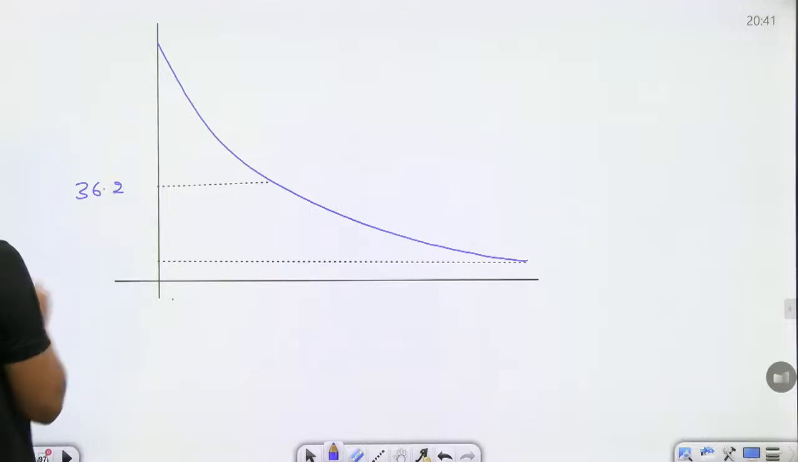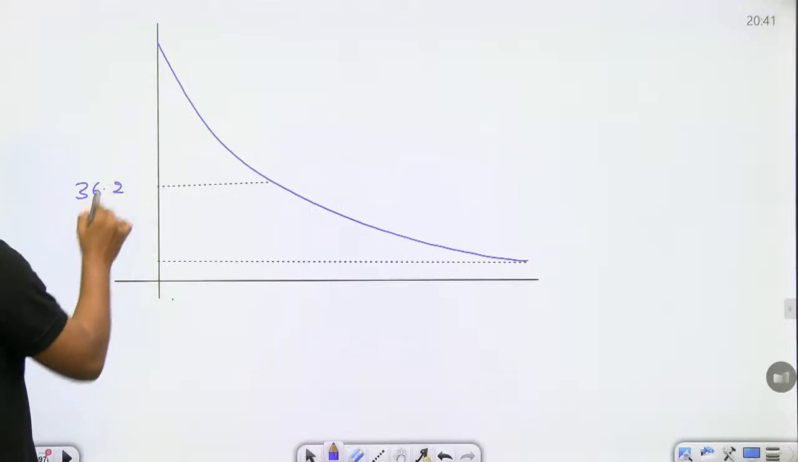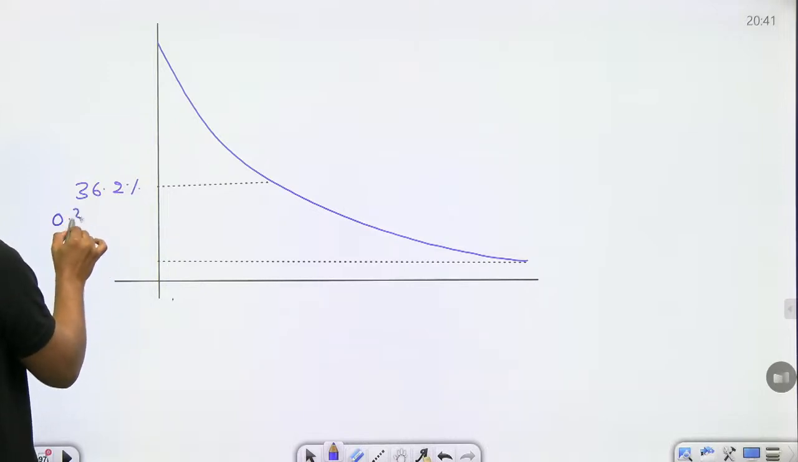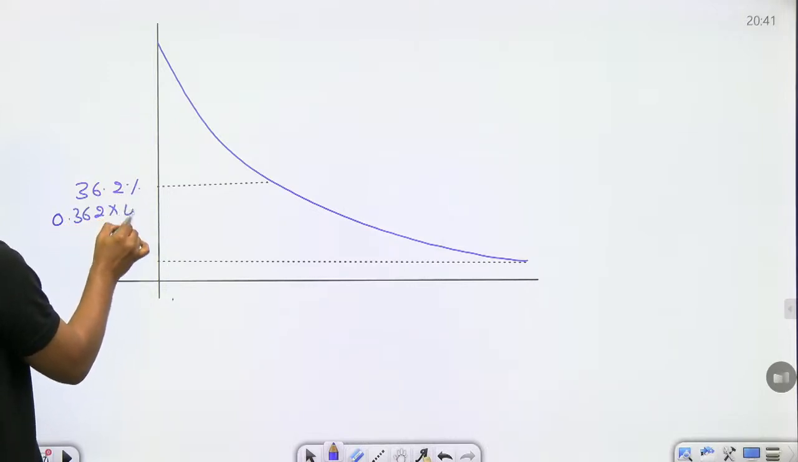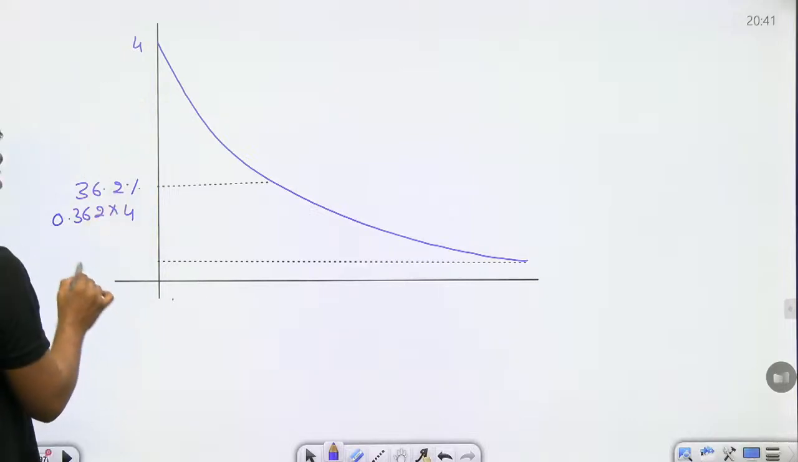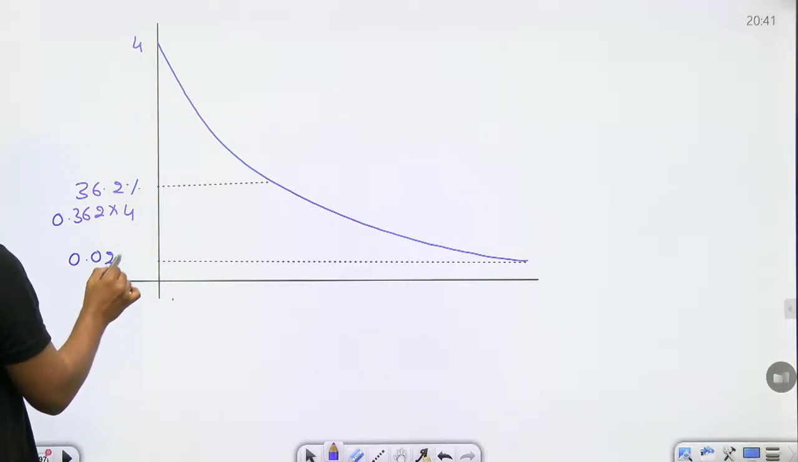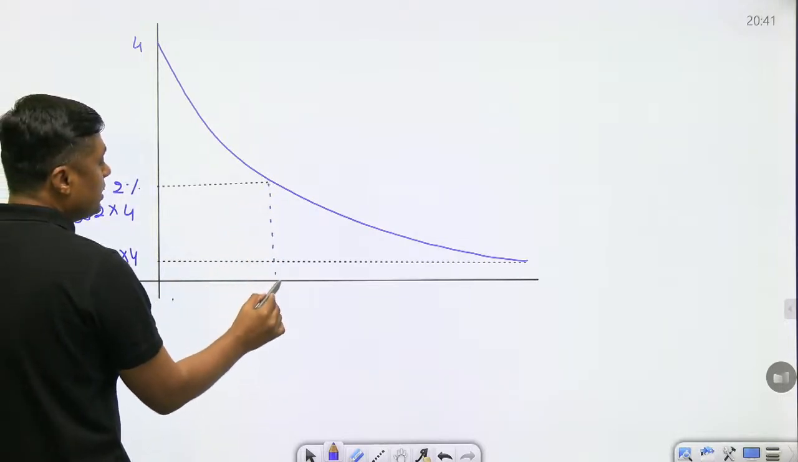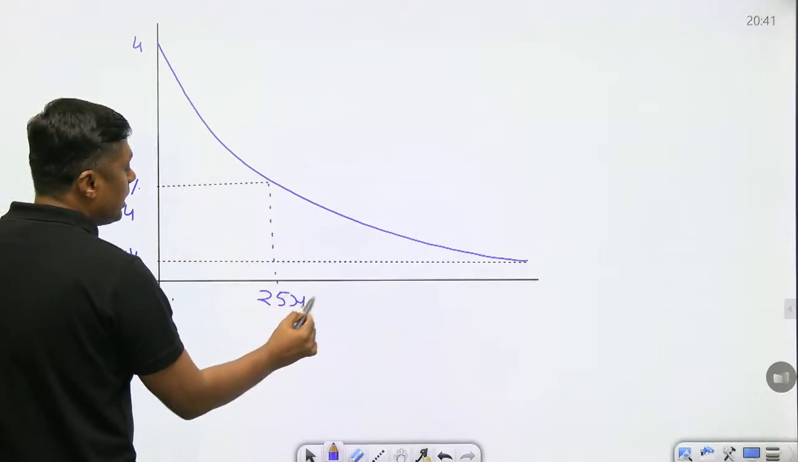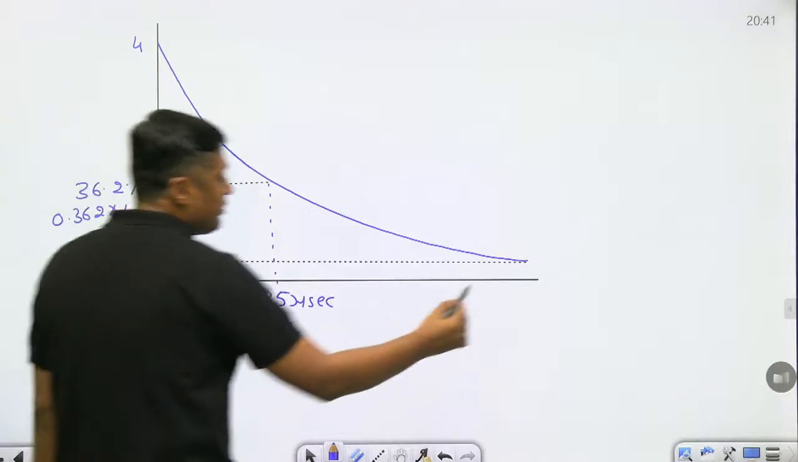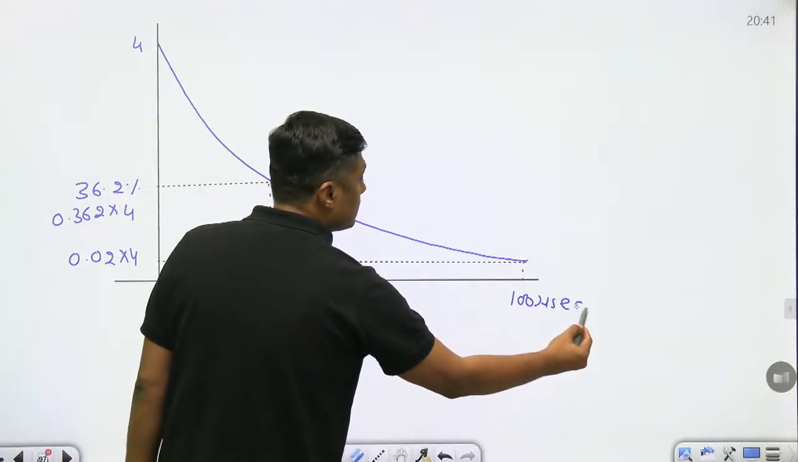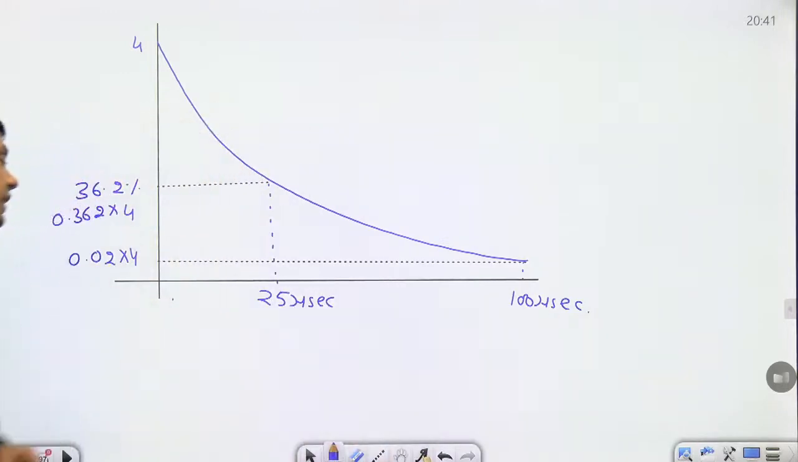36.2, right, of initial value. Percent of initial value mean 0.362 of initial value, that is the 4 volt. And here 0.02 of the initial value, 4 volt. Why am I calculating? Because it is 25 microsecond, and that is nothing but time constant. And what is given in the question? 100 microsecond.